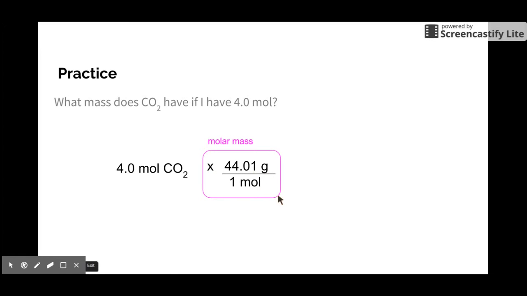So if I set it up like this, where I take 4 moles of CO2 and I times it by the molar mass over 1 mole, that is a conversion factor. I'm going to go ahead and take that 4, times it by 44.01 grams, and divide it by 1 mole. Because moles are on opposite sides of this division line, the moles cancel out, and I'm left with grams. Specifically, I'm left with 176.04 grams. That's what I find in my calculator.